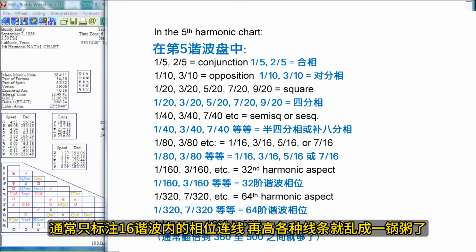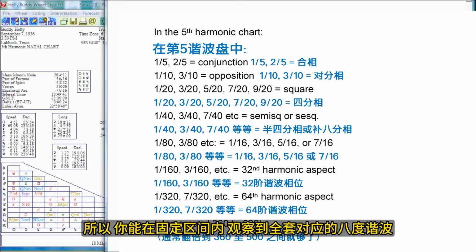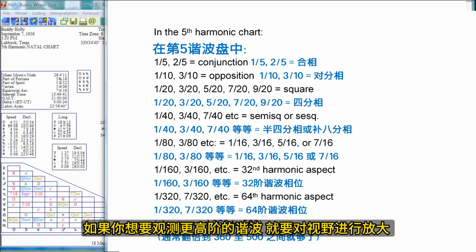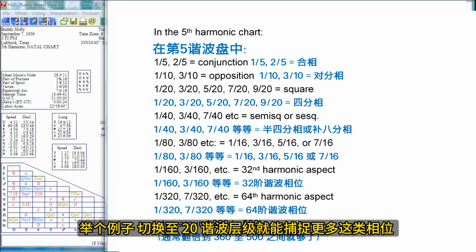Beyond that, it just gets hard to see all those different lines. Okay, so you can see a range of these octaves up to a certain level. Then if you want to see these in a harmonic chart, you're going to have to zoom in, so to speak, to maybe a 20th harmonic level, and then you'll pick up more of these aspects.